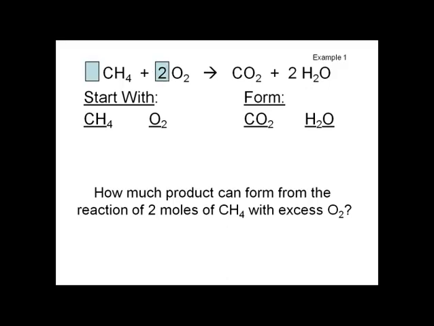Notice the coefficients tell us the reaction requires twice as much O2 as CH4. That means there must be greater than 4 moles of O2 present. It could be 5, it could be 5,000. How much more is irrelevant. CH4 must be the limiting reactant, and we base our calculation of product on the 2 moles of CH4.